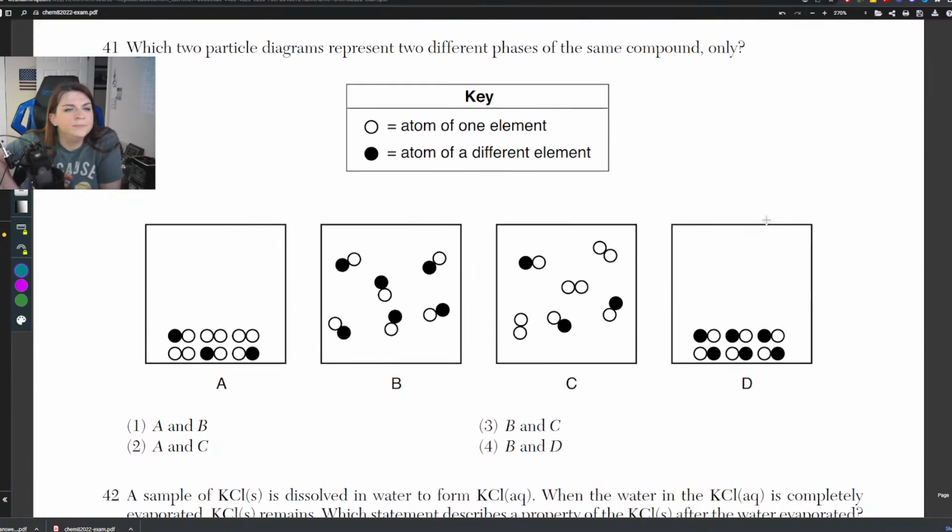Moving right along, which two particle diagrams represent two phases of the same compound only? Yowzers. Okay. This one, choice A has double white right there, and then it has a black white. So this one is not the same compound. This is two different compounds. Actually, no, it's not two different compounds. One of them is a compound and the other one is a diatomic element.